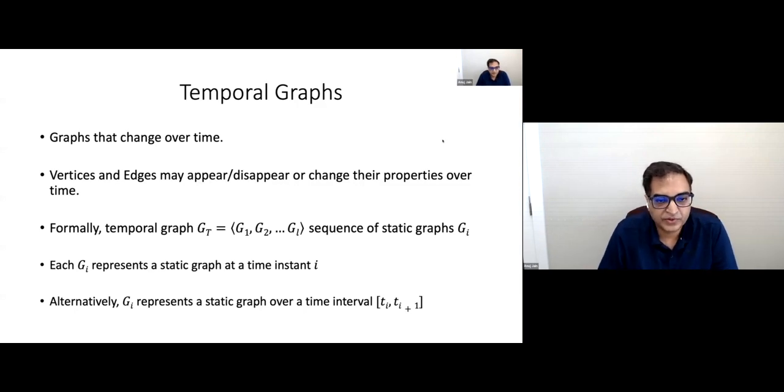Just a quick introduction to temporal graphs. These are graphs that change over time. Vertices and edges may appear or disappear, or their properties might change. Formally, they can be defined as a sequence of static graphs from G1 through GL. Each Gi represents a static graph at time instant i. Alternatively, if time is considered continuous, then Gi represents a static graph over a time interval Ti to Ti plus 1.